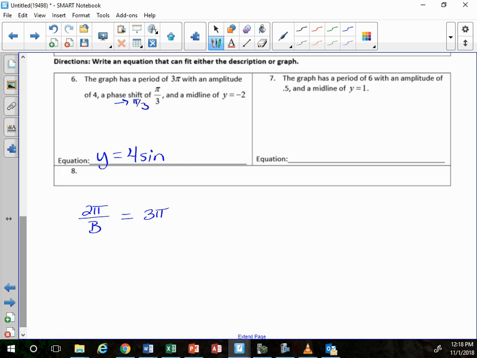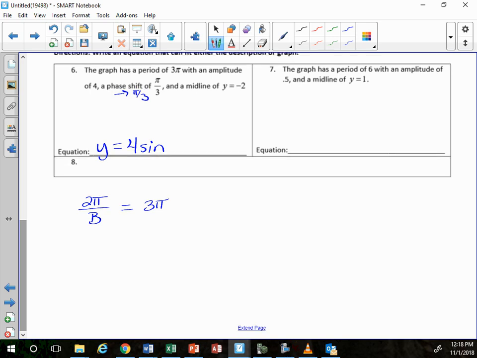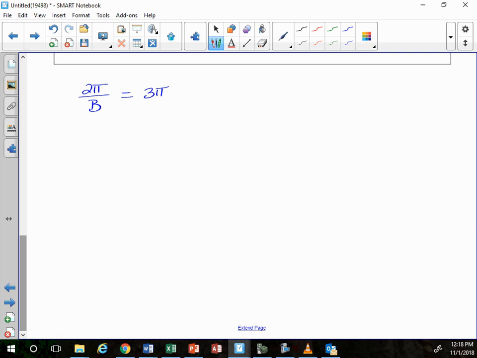Not 2 over 3 pi. 2/3 pi? It's true. It is 2 over 3. I forgot. Okay? That b value is what you plug into your equation.